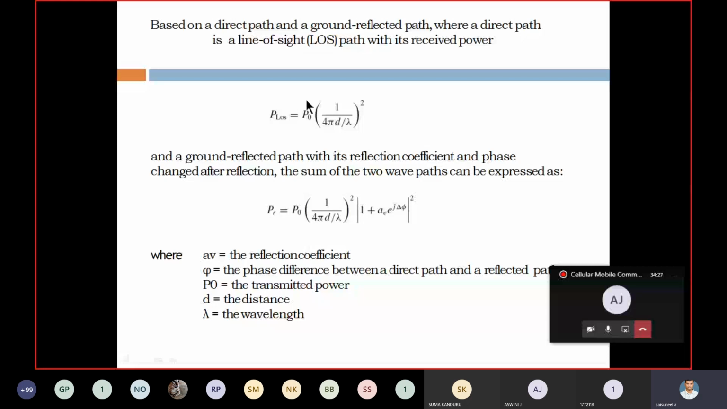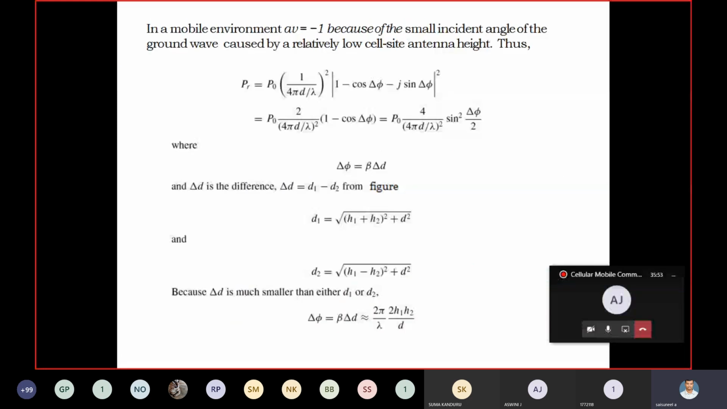This one is e power j delta phi. What is meant? We have to assume that the reflection coefficient a_v is equal to -1 in general, because we get a small incident angle of the ground wave, caused by the relatively low cell site and antenna height. So we substitute a_v equal to -1. And e power j delta phi is nothing but cos delta phi plus j sin delta phi.